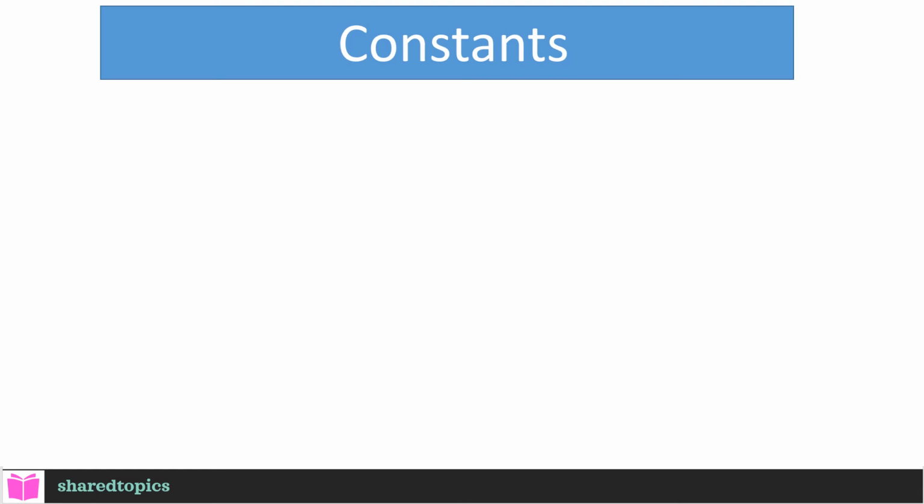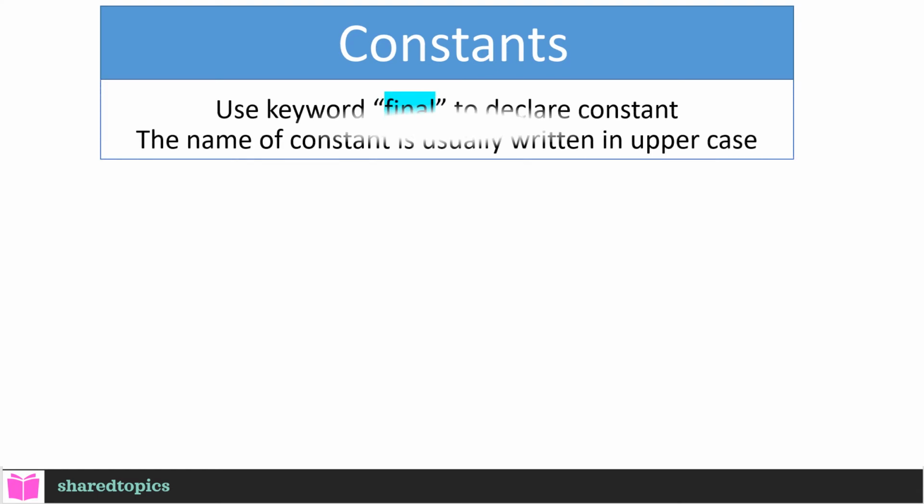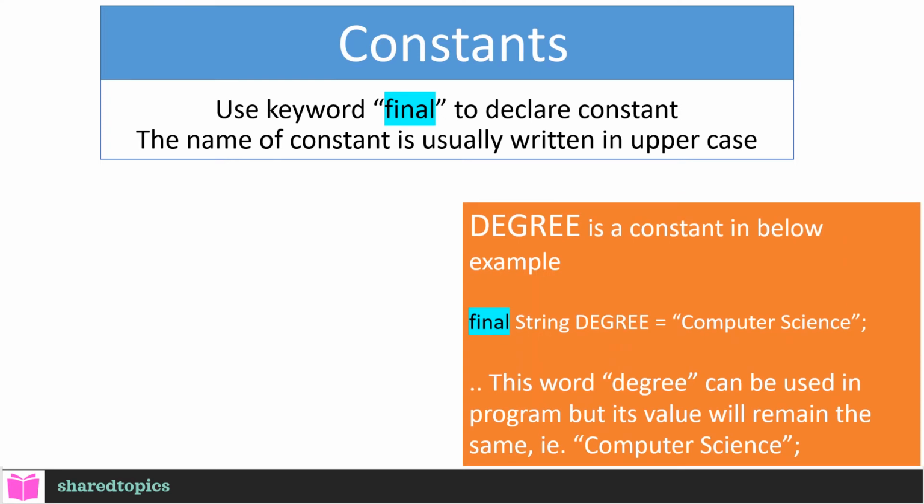Okay, constants. We have already seen constants are used with the word final. So use keyword final to declare constants. The name of constant is usually written in uppercase. So we'll see that example here. Let's take an example of a constant called DEGREE. Degree is a constant, and since it's a constant, we'll write the word degree in uppercase. Okay, that's just a notation. You can write smaller case, but usually every programmer will understand uppercase words as constants.